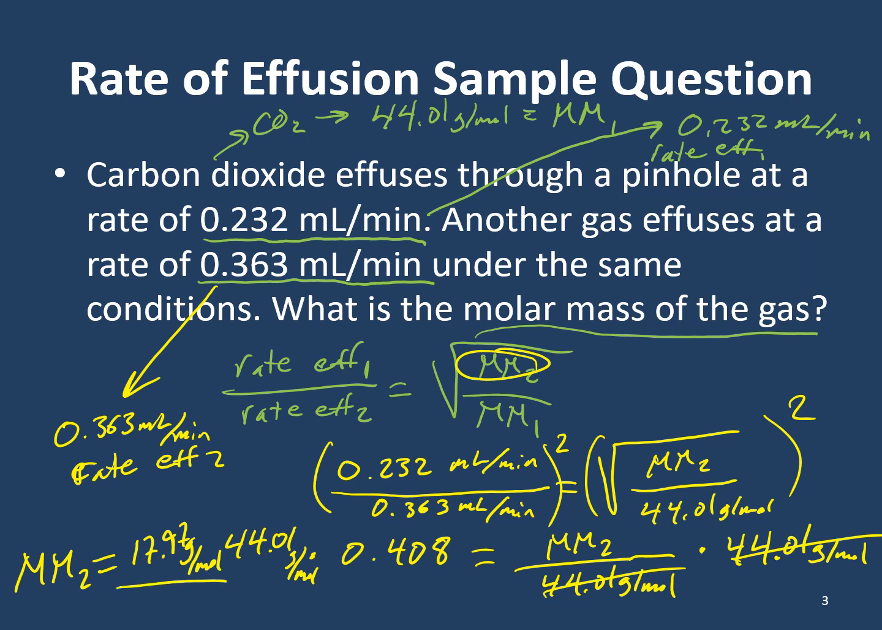And really this eventually, if we do sig figs, ends up being 18.0 grams per mole, because we should only have 3 from our original values.